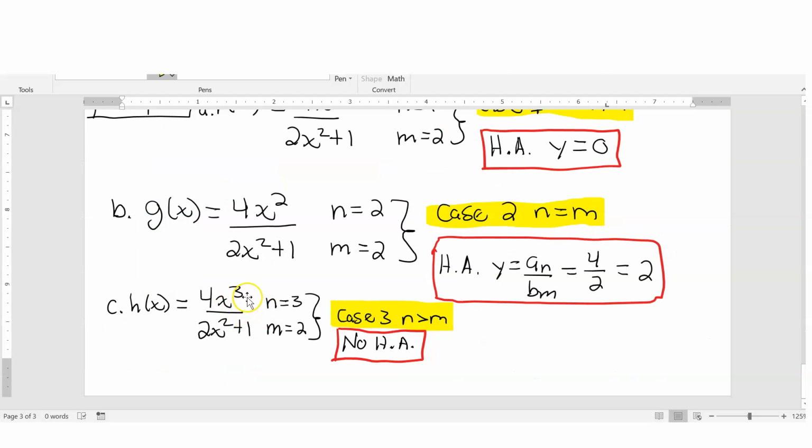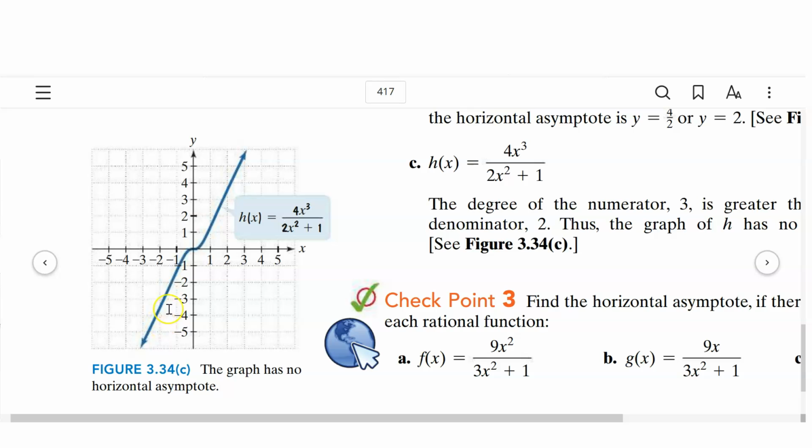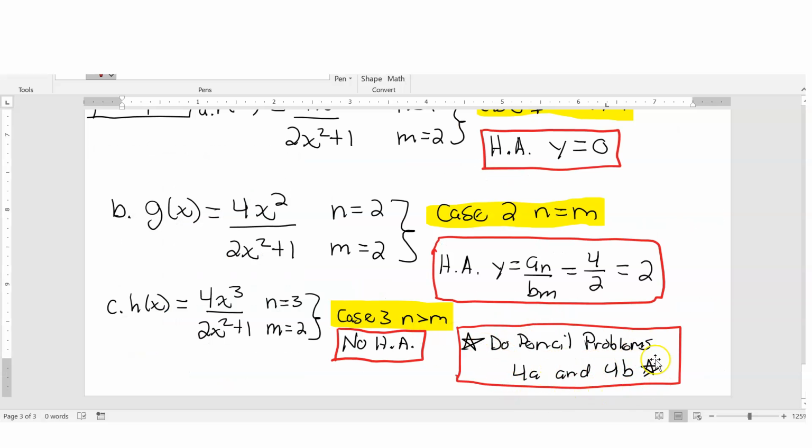In part C, now h of x is 4x cubed divided by 2x squared plus 1. So now the degree of the numerator is 3, n equals 3, and m equals 2. This is now case 3, where n is greater than m. And in this case, there will be no horizontal asymptote. When we look at the graph of this function, you can clearly see that as x goes to positive infinity or minus infinity, the function is going to increase without bound. There is no horizontal asymptote. Now, do pencil problems 4a and 4b.